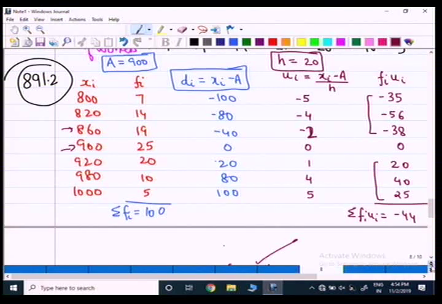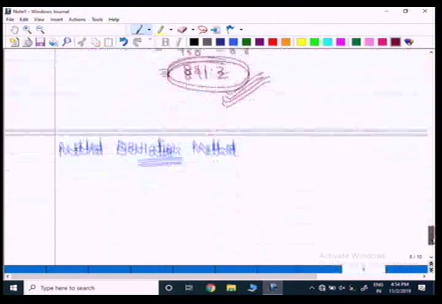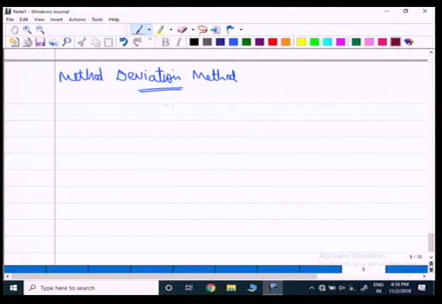Okay, so now I'm giving one more question to you. Try this question by the step deviation method. So it will be more clear. All methods will give the same answer. The difference is that we use the deviation method and the step deviation method only to reduce our calculations. Otherwise you can do it in the normal way. You will get the same answer.